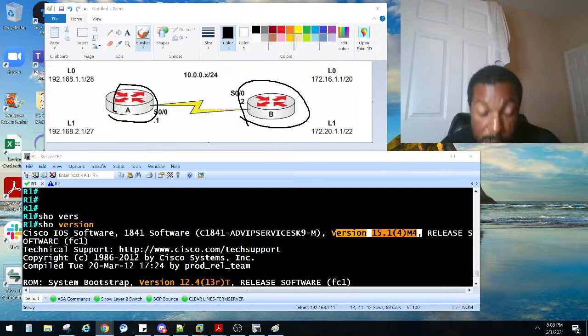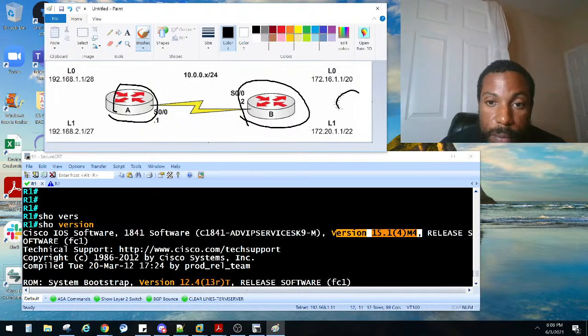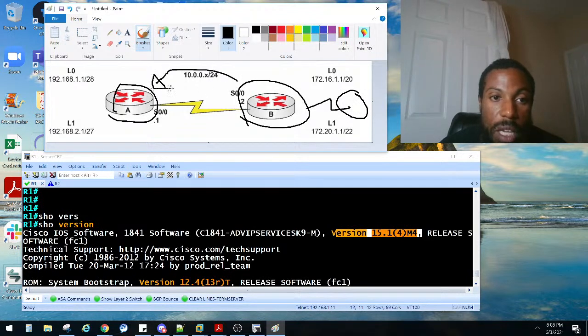So this is pretty similar to what we did yesterday, but remember yesterday we did EIGRP. We actually had a third router, right? And then we put these two in one EIGRP AS. And then we put these two in another EIGRP AS, right?